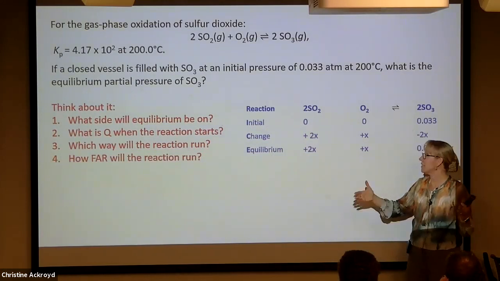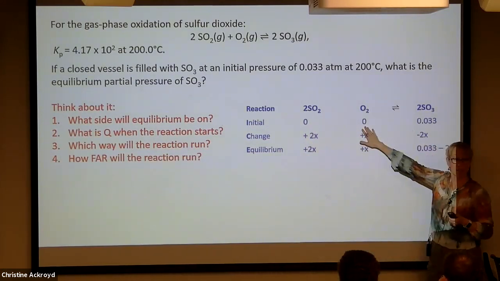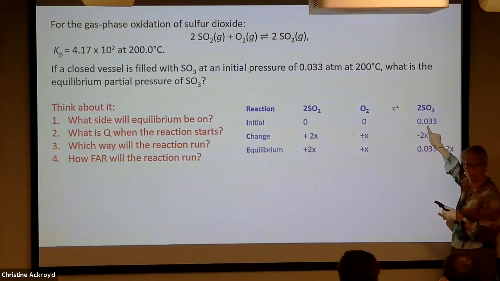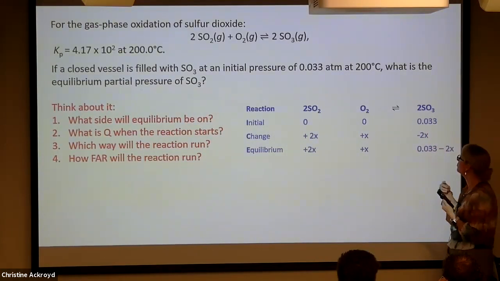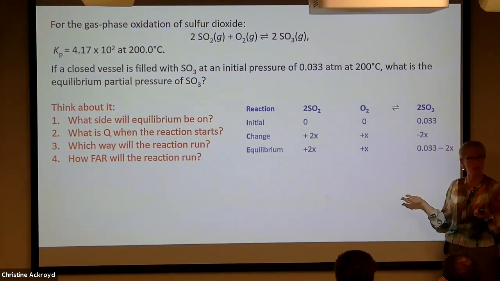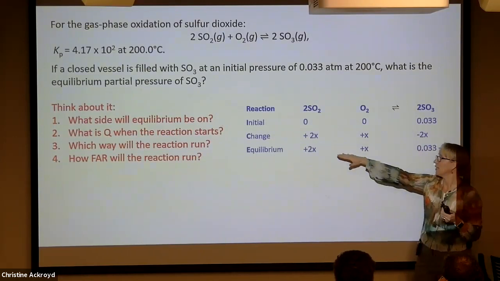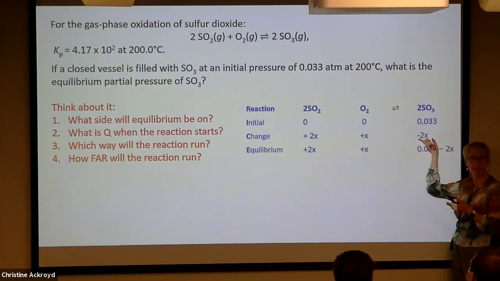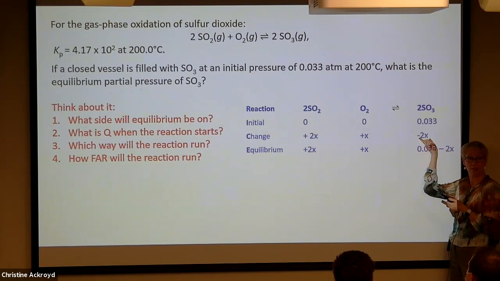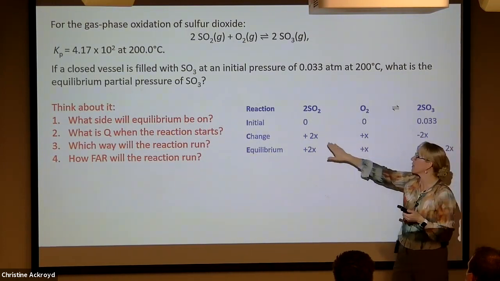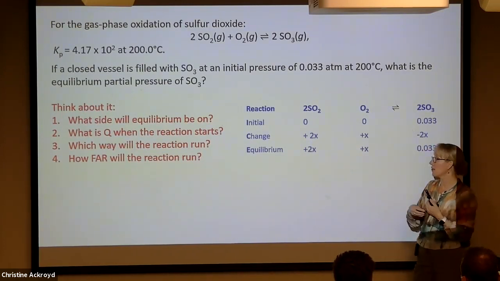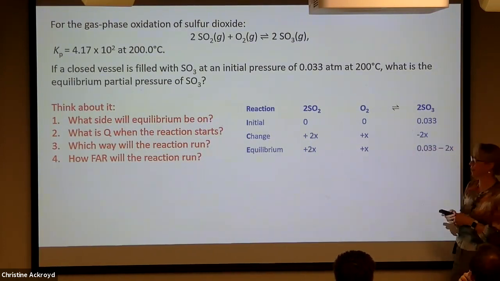For these conditions, we don't have any starting material, which is different than what you've seen before, but we can do it that way. We start with the partial pressure of our product. Since we know the reaction is going to move backwards in the change line, some of our product gets used up. So we have a negative 2x for the product, and positive x and 2x for the sulfur dioxide. So at equilibrium, we end up with this.